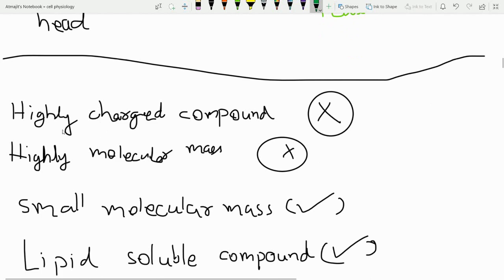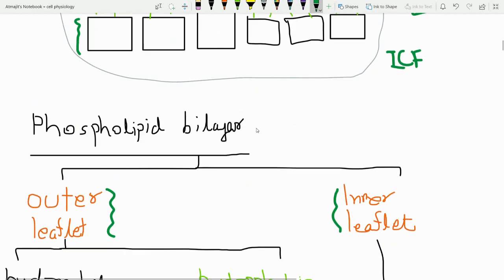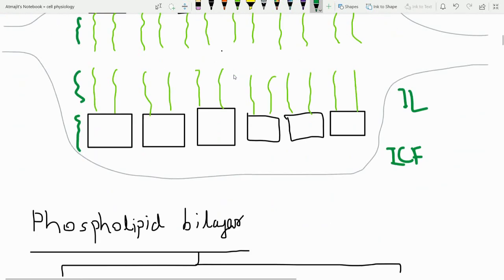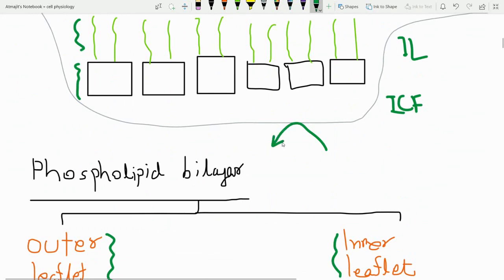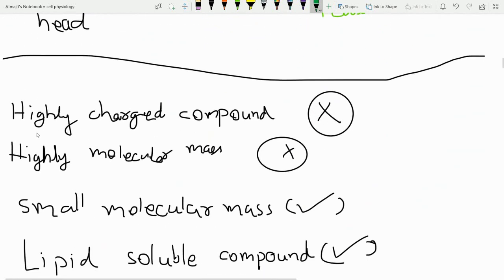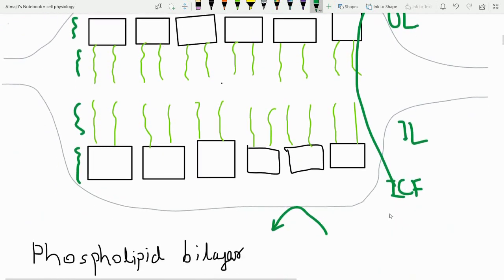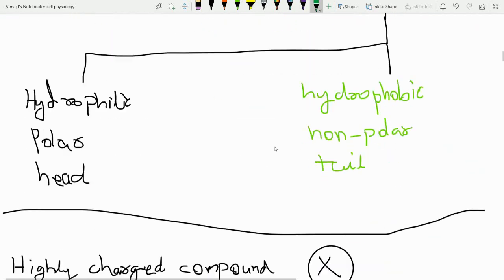These compounds are not permeable to highly charged compounds because these are polar, so highly charged compounds are repelled from the extracellular fluid. Also from the intracellular fluid, highly charged compounds are repelled. Highly charged compounds cannot pass through the cell membrane, and high molecular mass compounds also cannot pass through it. Like insulin cannot pass through the cell membrane, but thyroxine, T3 and T4, are very light-weight compounds. They can pass through the cell membrane from the extracellular fluid to the intracellular fluid, but insulin cannot.